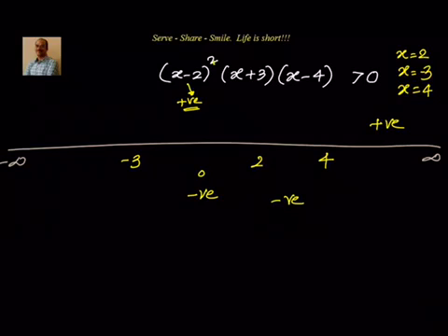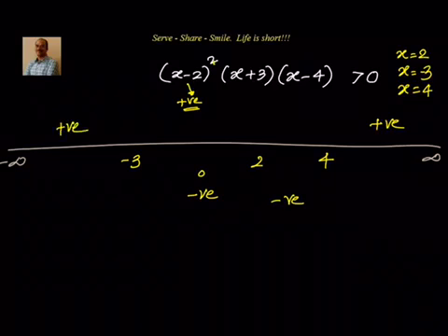Now let's come to this side and take minus 3 to minus infinity. Let us take one value, suppose minus 4. Now x minus 2 whole square is positive. x plus 3: minus 4 plus 3 is minus 1, and this is minus. Minus into minus is plus. So we know that this is positive.